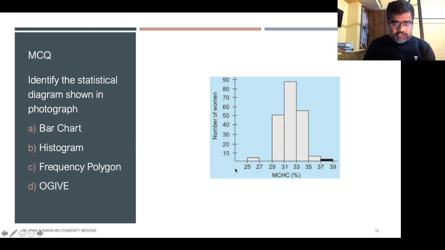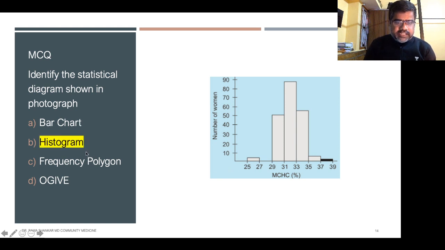So it's not a bar chart. It is a histogram. It is not a bar chart. Yes, Harish is absolutely right. It is a histogram. It is not a bar chart. Have you seen a bar chart very close to this line like this? No, it's not a bar chart, it's a histogram.